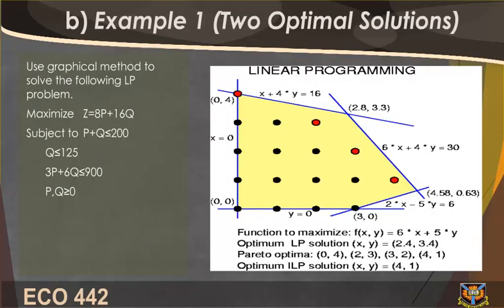B. Example 1. Two optimal solutions. Use the graphical method to solve the following LP problem. Maximize Z equals 8P plus 16Q, subject to P plus Q less than or equal to 200, Q less than or equal to 125, 3P plus 6Q less than or equal to 900, P, Q greater than or equal to 0.